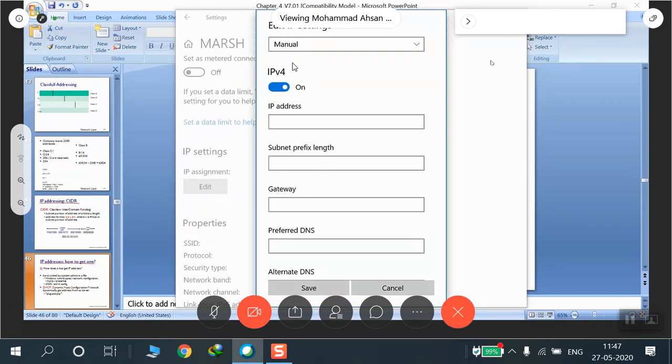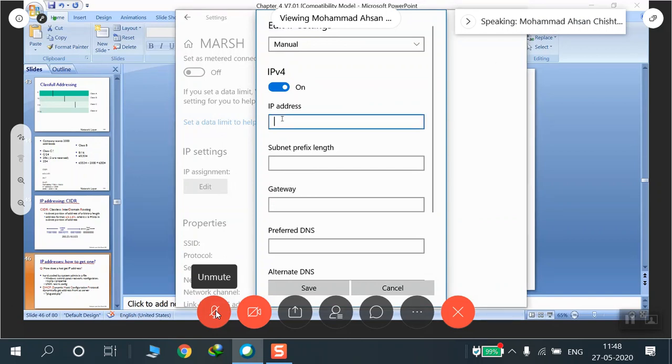Okay, you can see Edit IP settings, right? Yes, sir. Okay, so the first way is manual configuration. In manual configuration, what you would do is go on and key in the IP address, like I'm doing here.